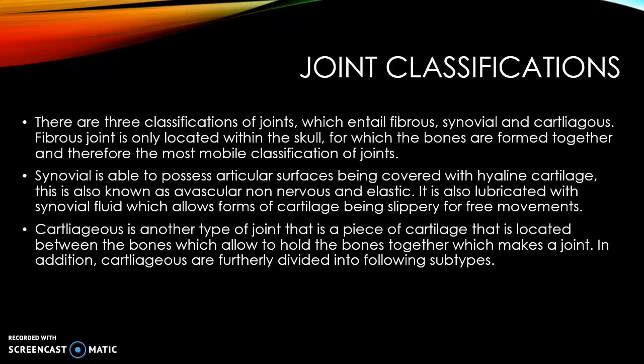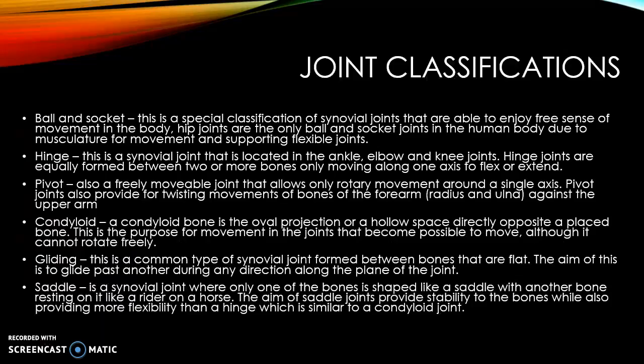And lastly, cartilaginous is another type of joint that is a piece of cartilage located between the bones that allows it to hold the bones together structurally, which makes a joint. In addition to this, cartilaginous is further divided into the following subtypes.